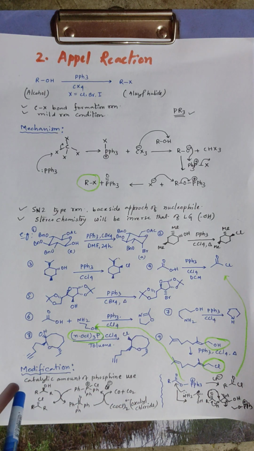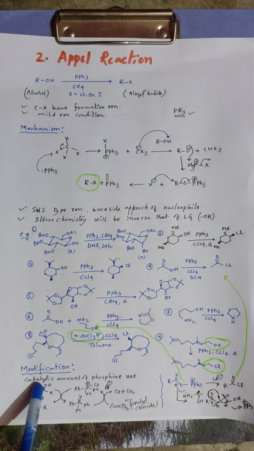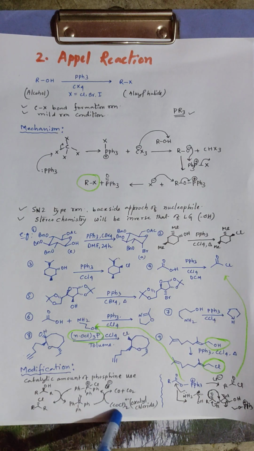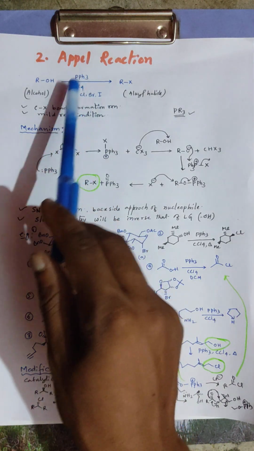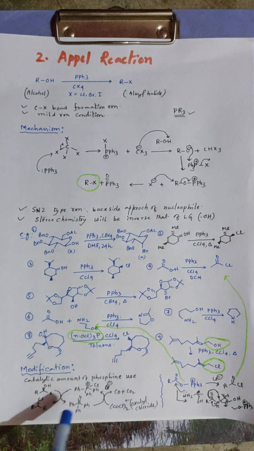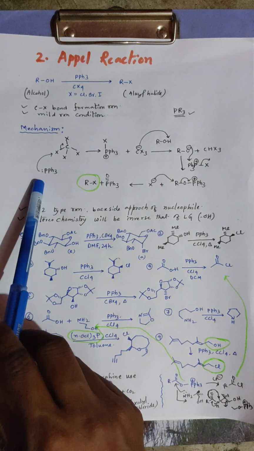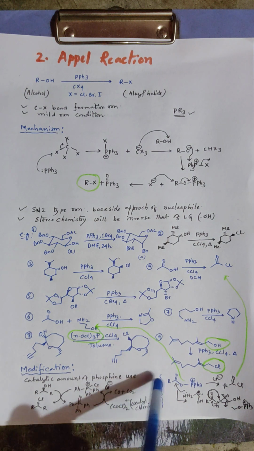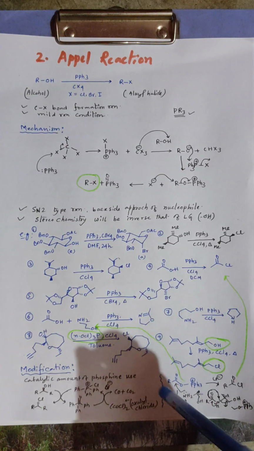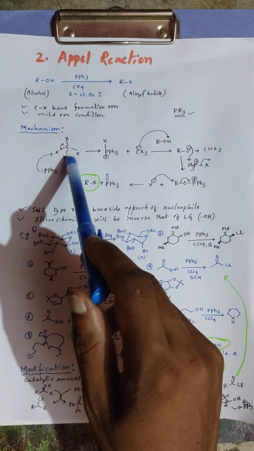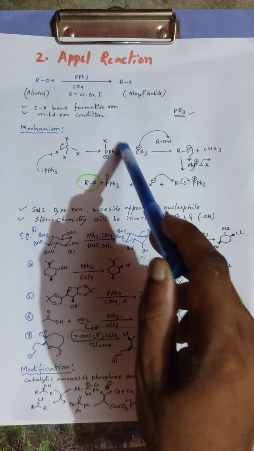Now there is one modification where we can use a catalytic amount of phosphine, and in that case a stoichiometric amount of oxalyl chloride should be used. Earlier, in all the reactions, PPh3 and carbon tetrahalide were used in stoichiometric amounts, but in this case we use triphenylphosphine in a catalytic amount.